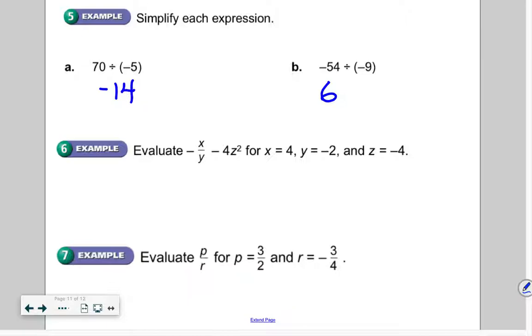Evaluate. We have a negative xy over 4 minus 4z to the second power. So this negative is out front of my fraction. What are we replacing the x with? 4. What are we replacing the y with? Negative 2. Then I have a subtraction sign. Z to the second power, it's 4 times z to the second power, so put your z inside parentheses and your exponent outside of the parentheses.